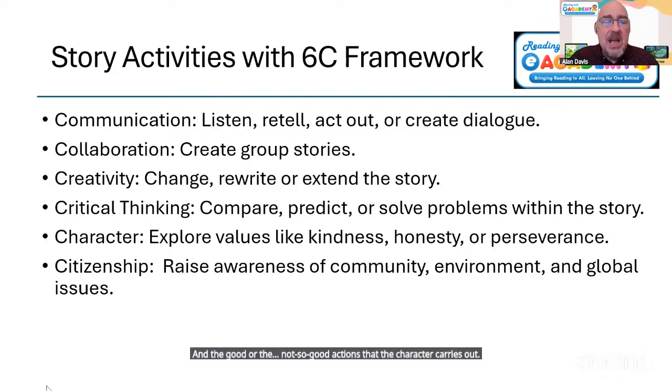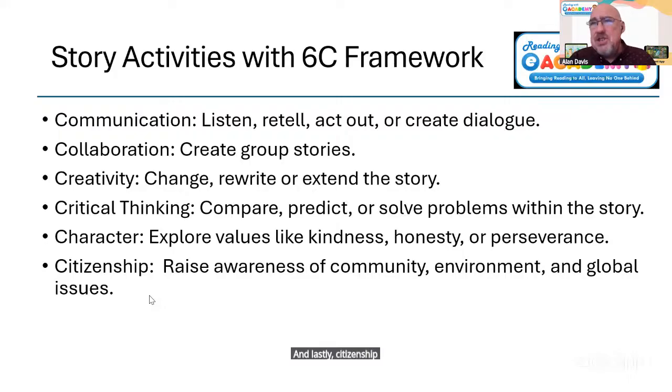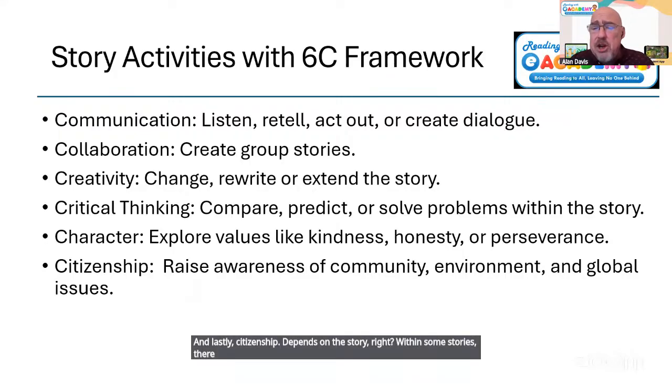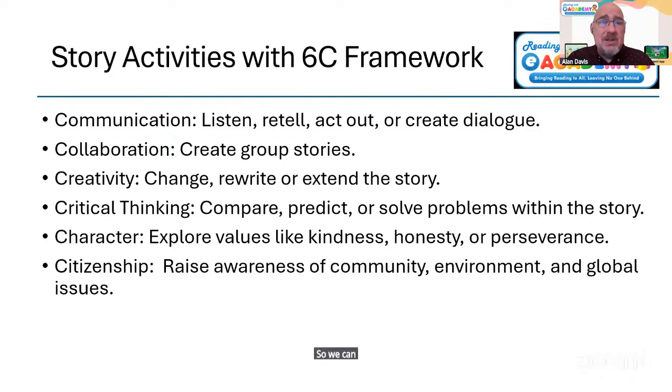And lastly, citizenship. Depends on the story, right? Within some stories, there is an awareness of community, environment, and global issues. So we can highlight these as we are moving through the story.